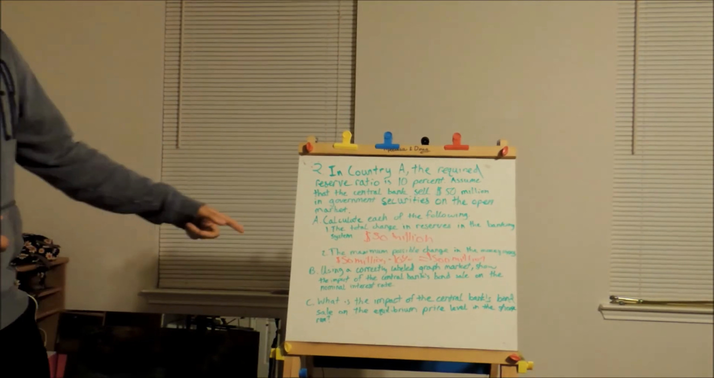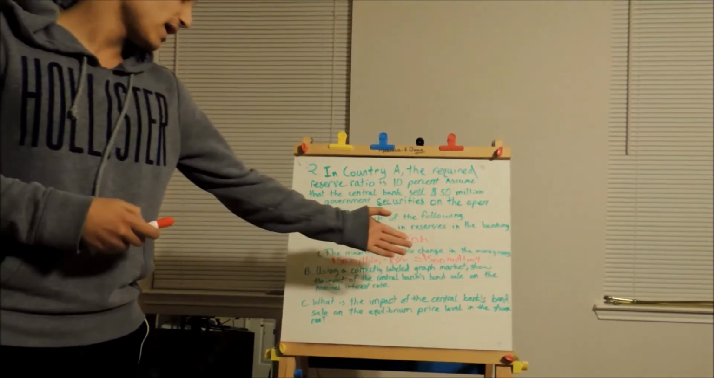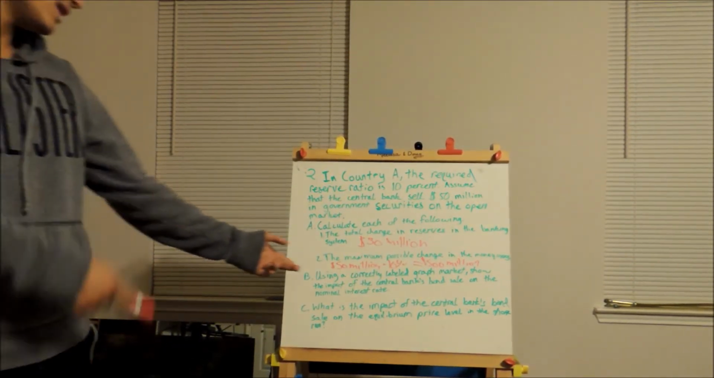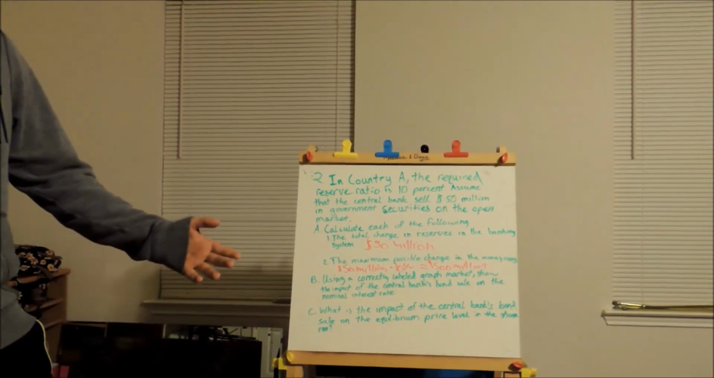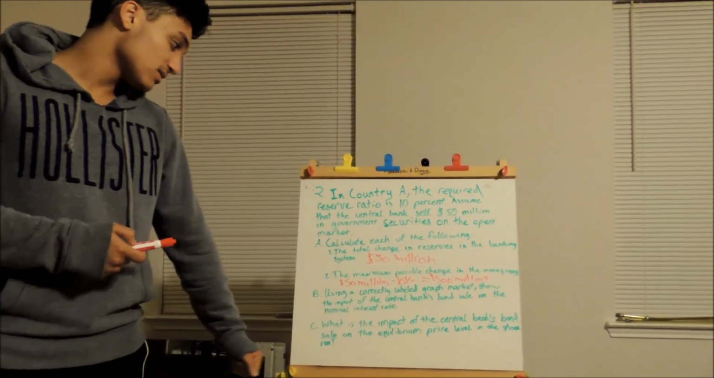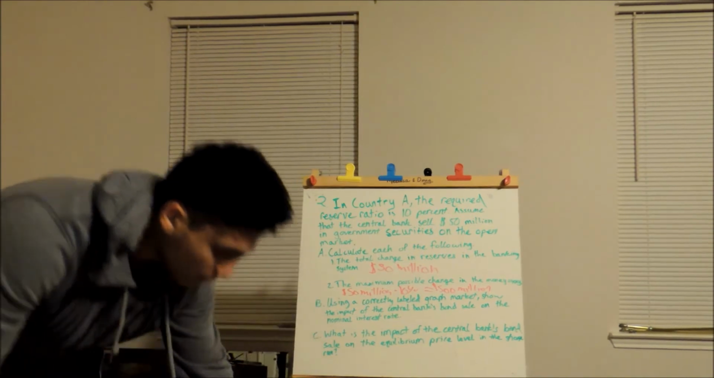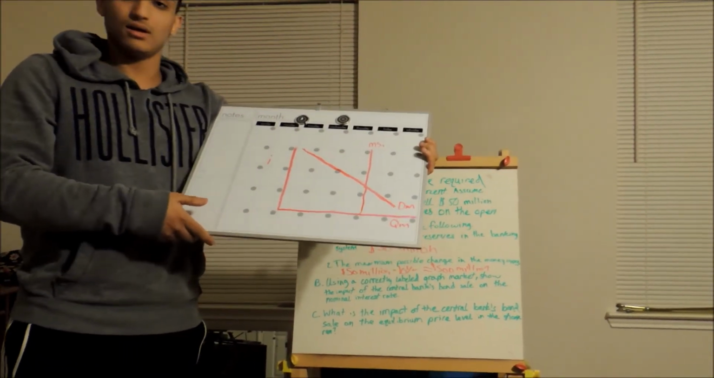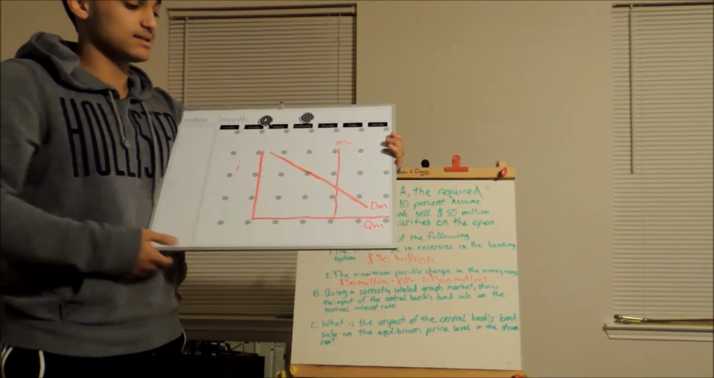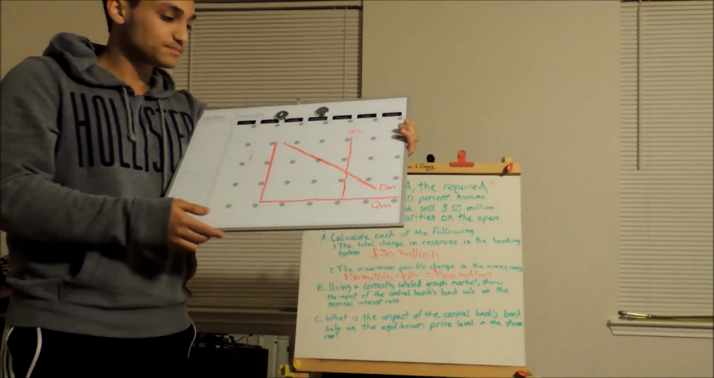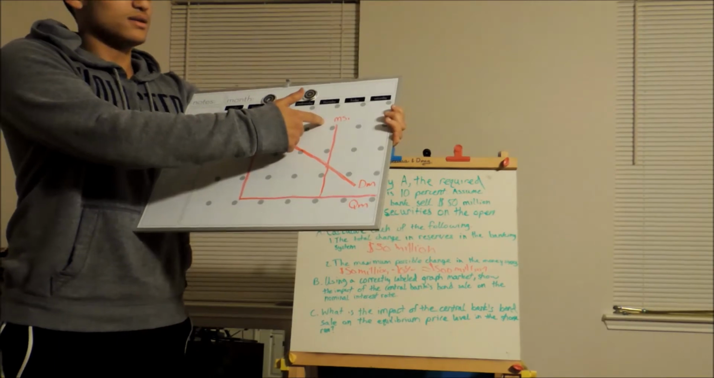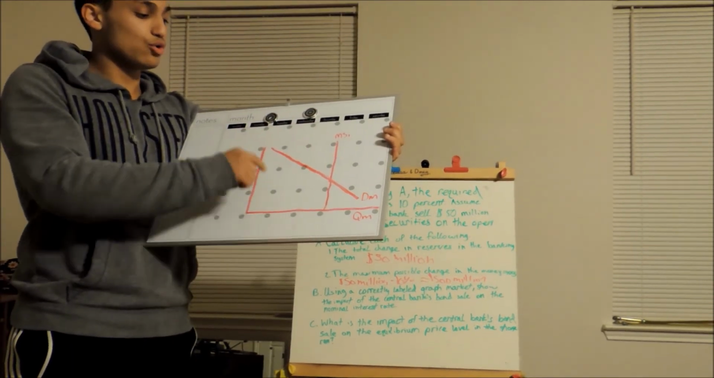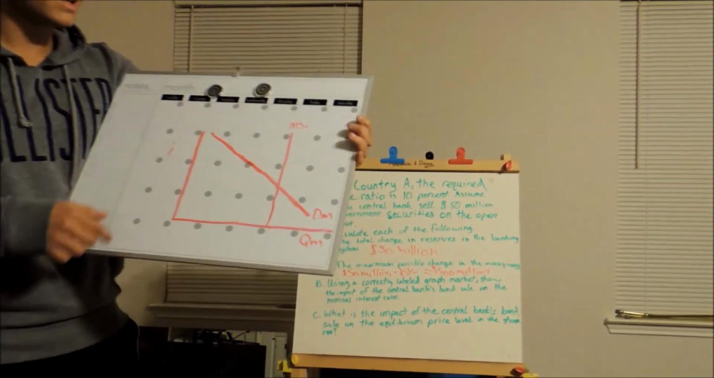Okay, let's move on to part B. Using a correctly labeled graph of the money market, show the impact of the central bank's bond sales on the nominal interest rate. Now we're going to use this money market graph. On the x-axis, it's the quantity of money, while the y-axis is the nominal interest rate. The money supply is always vertical, while the money demand is diagonal.